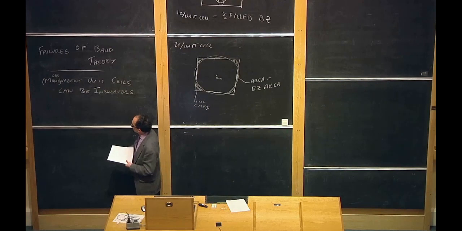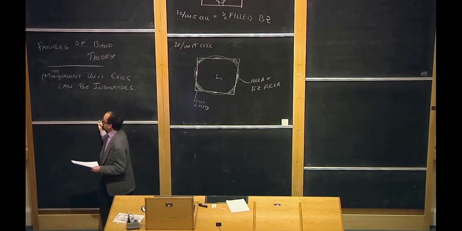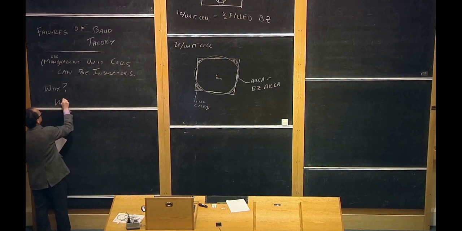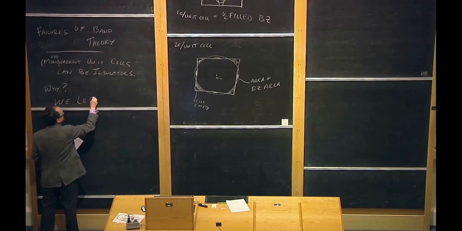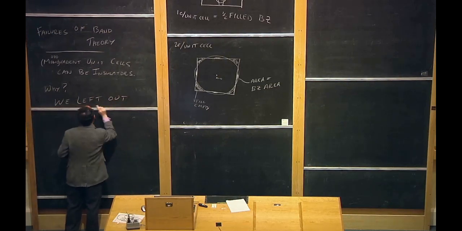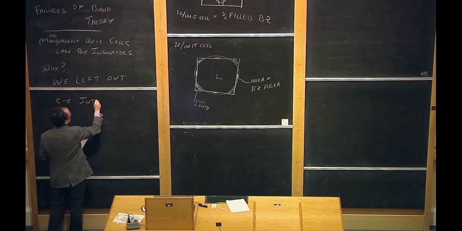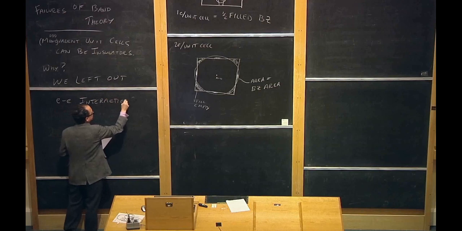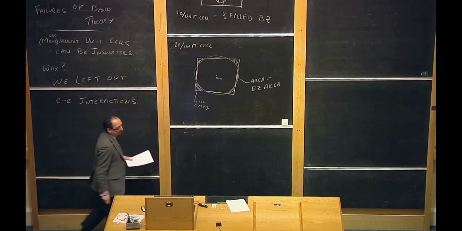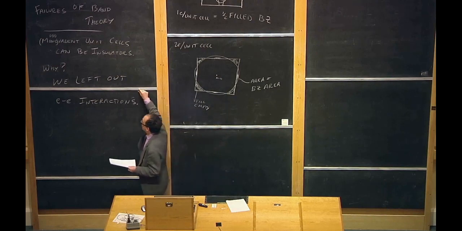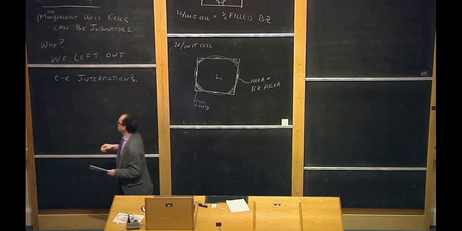Well, what we left out is interaction between electrons. Because we left out electron-electron interactions. If these are strong, they can make the material an insulator, even though by counting electrons, you would think that it's a metal. And let's try to understand roughly why that is.